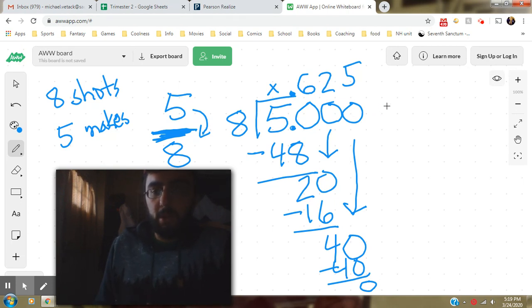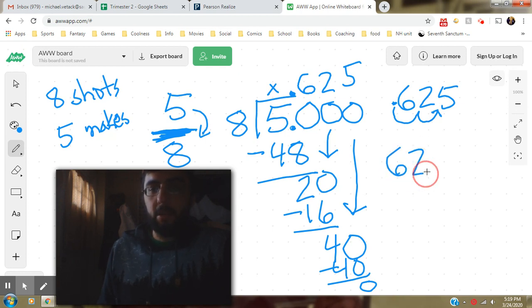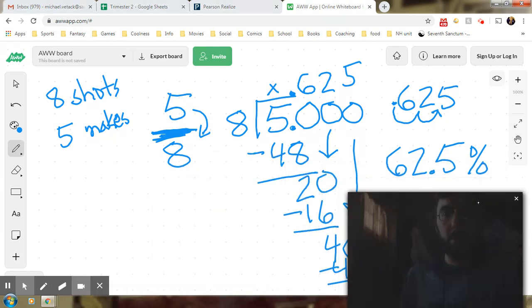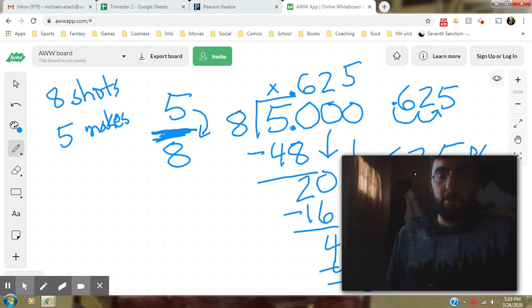Last step we have to do is take this decimal and multiply it by 100, or just move the decimal over 2 spots. That's the same thing as multiplying by 100. So now we have a percentage of 62.5%. And that seems to make sense because 4 out of 8 would be 50% because it's exactly half. So our answer should be above 50%, not a ton over 50% because it's still close to half, but it should be something over, which is 62.5%.